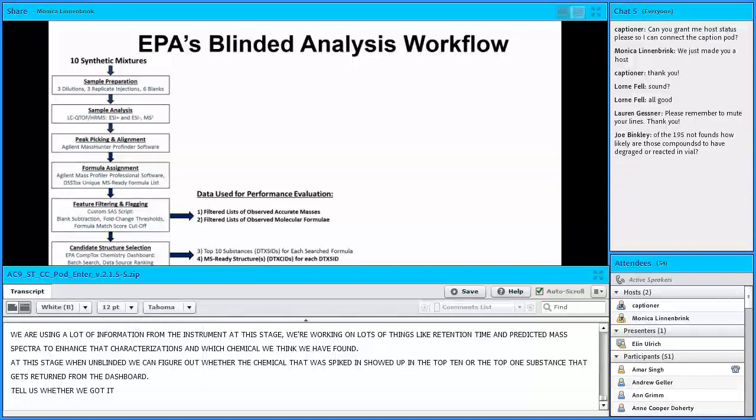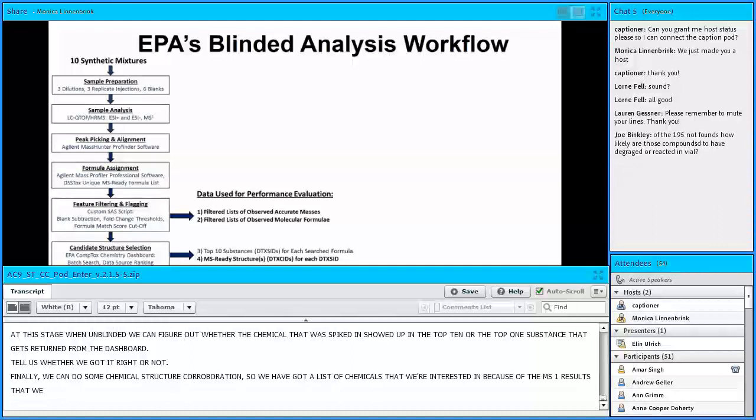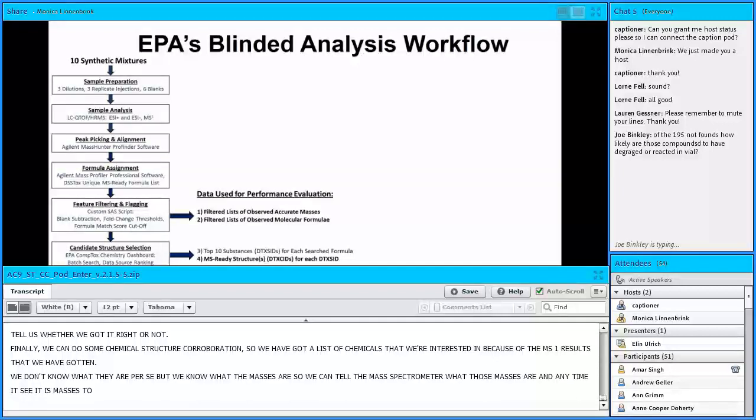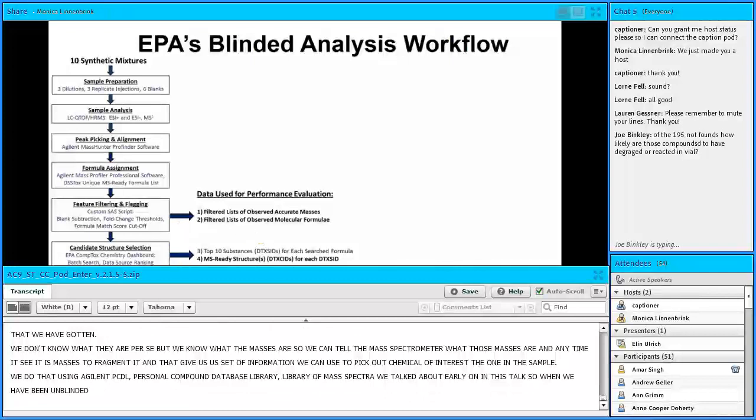And then finally, we can do some chemical structure corroboration. So we've got a list of chemicals that we're interested in because of the MS1 results that we've gotten. We don't know what they are necessarily per se, but we know what their masses are. So we can tell the mass spectrometer what those masses are that we're interested in, and anytime it sees those masses, to fragment that. And that gives us a whole nother set of information that we can use to try and pick out the chemical of interest, the one that was in the sample. We do that using Agilent PCDLs, which is a personal compound database library. It's just this library of mass spectra that we talked about early on in this talk. And so when we've been unblinded, we can look at those. And as we move down this workflow, we become more and more confident in the assignment of the chemicals that we think we've seen.